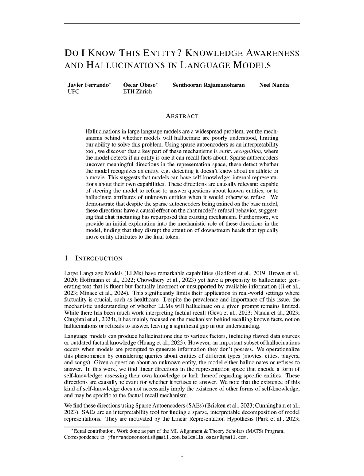By operationalizing the phenomenon of knowledge refusal and identifying linear directions in the representation space that indicate self-knowledge, the method allows for better control over when the model should refuse to answer versus when it might hallucinate. This understanding not only enhances the reliability of LLMs in sensitive domains, but also contributes to a mechanistic interpretation of how these models can be fine-tuned to minimize the risk of generating misleading information.